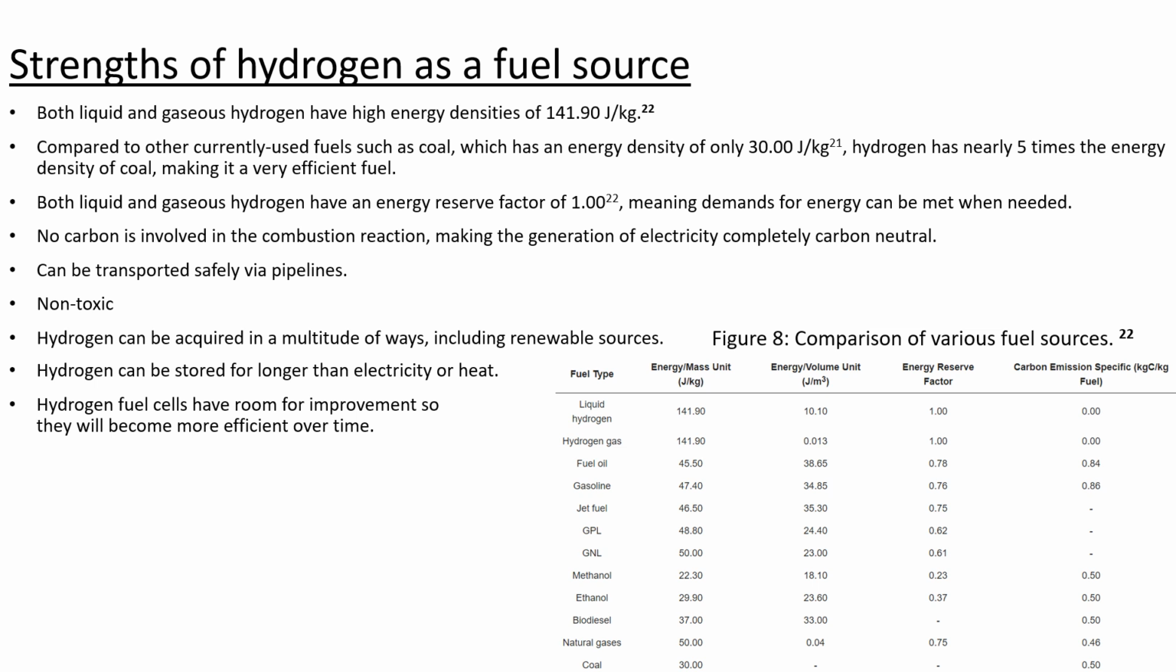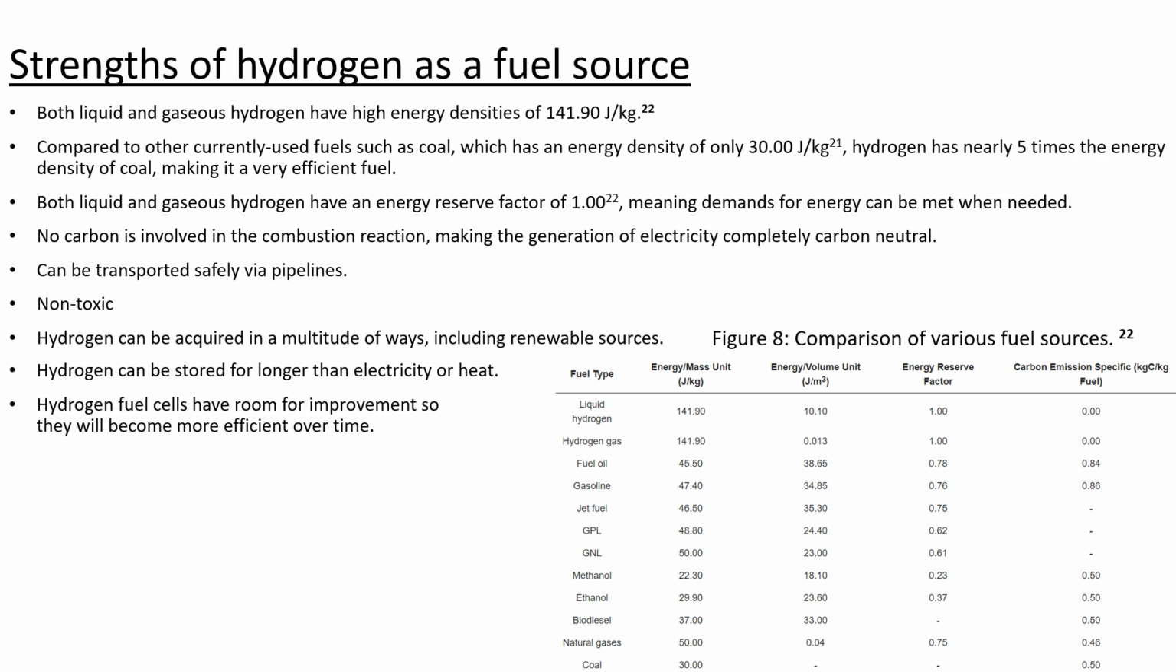Hydrogen also has an energy reservoir factor of 1, meaning it's easier to store when energy usage is low and in times of surplus energy, and it's easier to use when energy usage is high to support the demands. A combustion formula doesn't include carbon at all, so the generation of the electricity itself from the hydrogen is completely carbon neutral. However, the infrastructure required to convert the chemical energy to the electrical energy will most likely have a carbon footprint. It can be transported safely via pipelines along long distances.